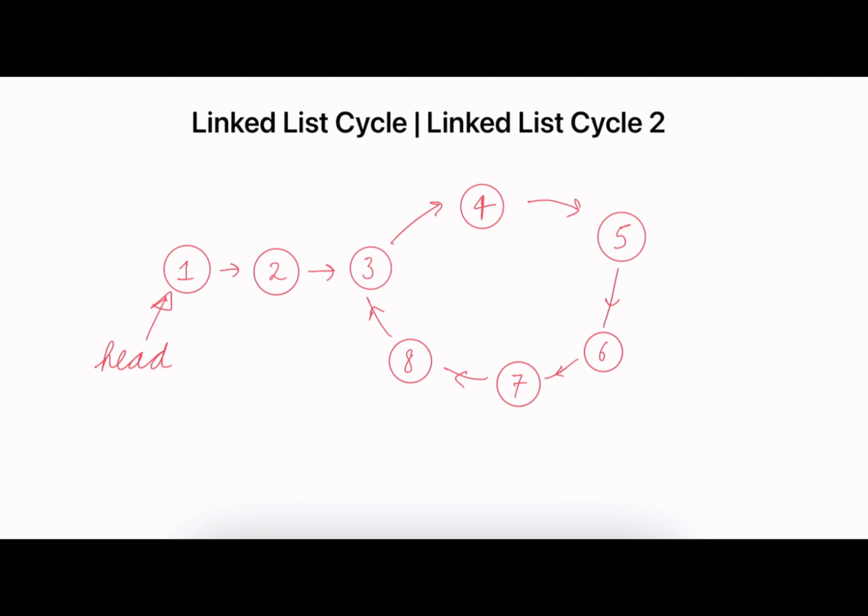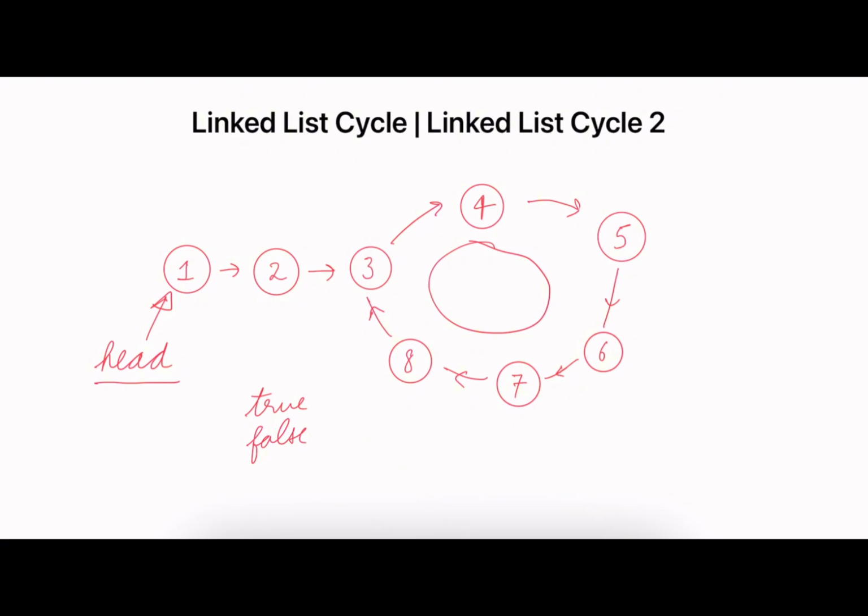So here we are given this linked list where head points to node 1, and as you can see it goes to node 3 and then node 4, node 5 till node 8, and then again node 8 points to node 3. So here as you can see there is a cycle. What we have to do is return true if there is a cycle in the linked list, and return false if there is no cycle.